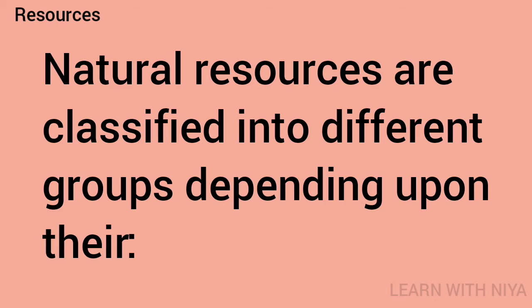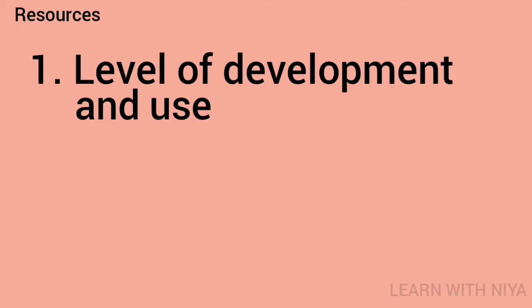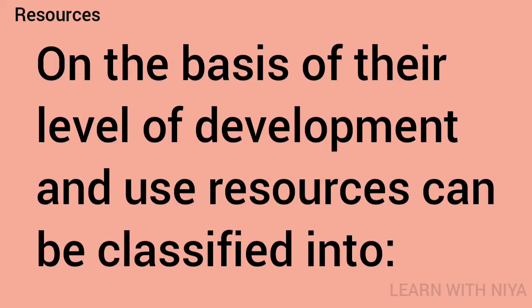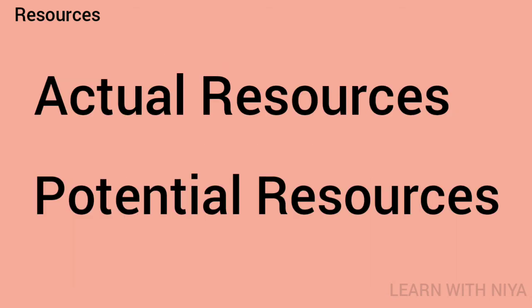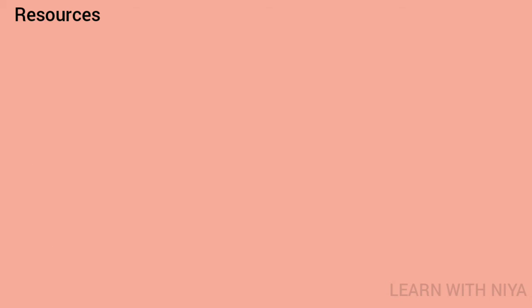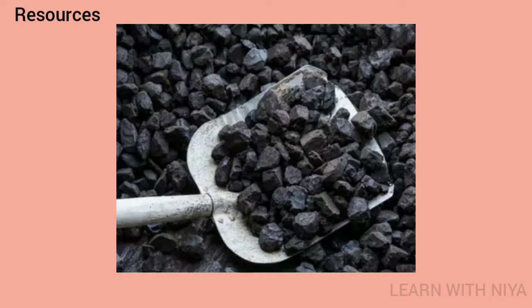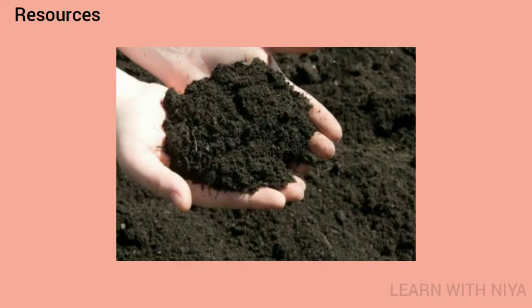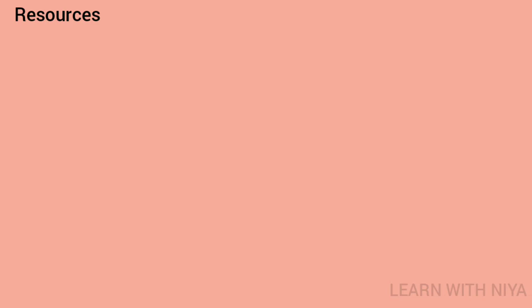Natural resources are classified into different groups depending upon their level of development and use, origin, stock, and distribution. On the basis of their level of development and use, resources can be classified into actual and potential resources. Actual resources. Actual resources are those resources whose quantity is known. These resources are being used in the present. The rich deposits of coal in Ruhr region of Germany and petroleum in West Asia, the dark soils of the Deccan Plateau in Maharashtra are all actual resources.